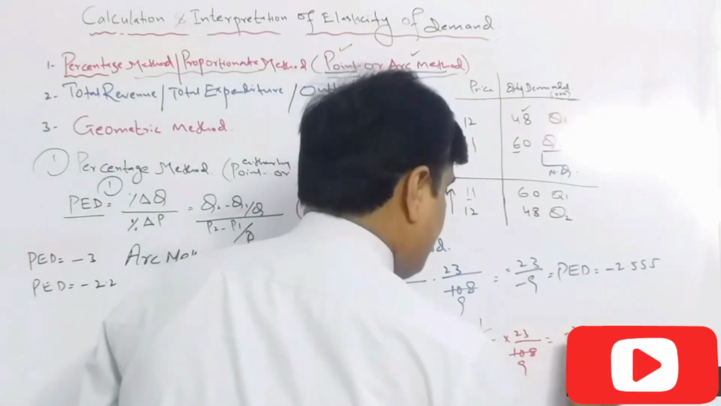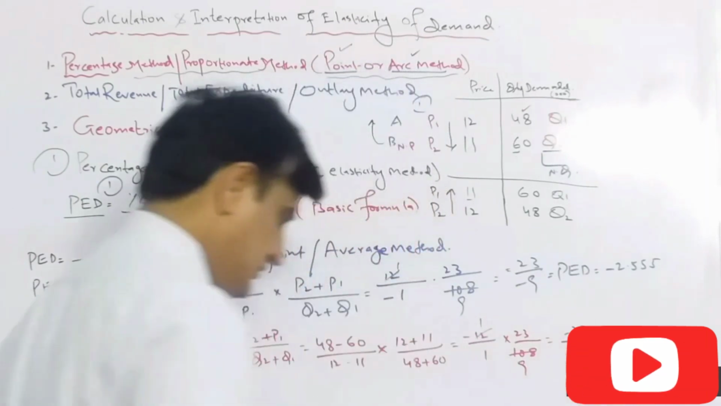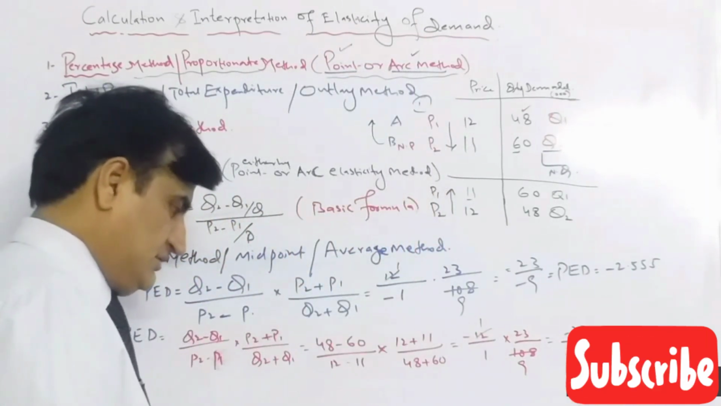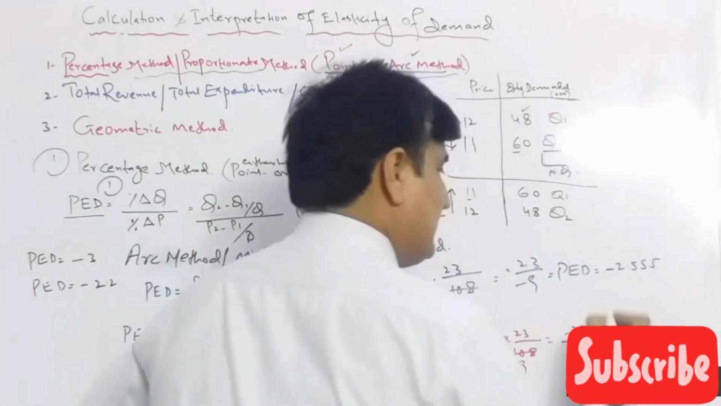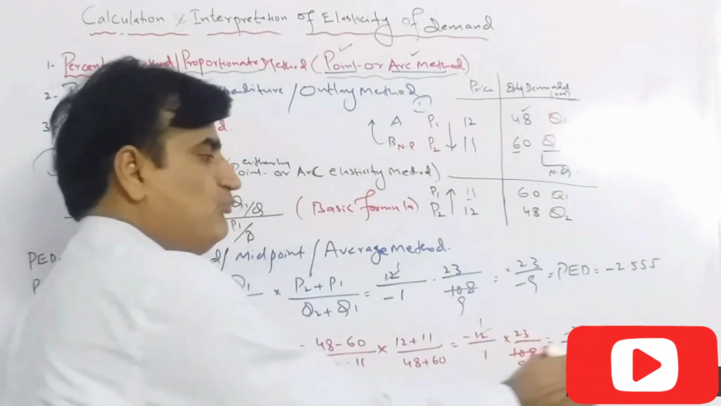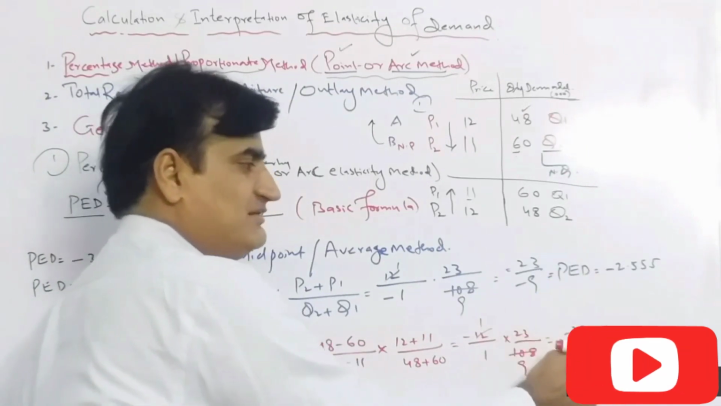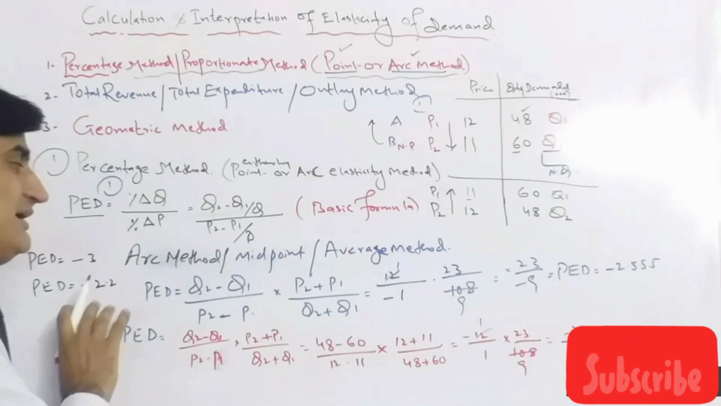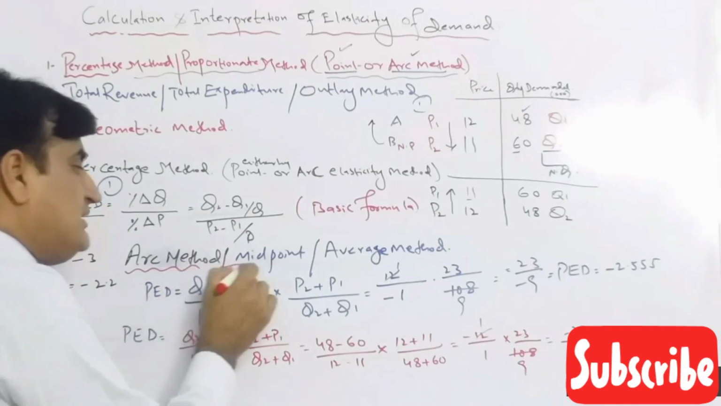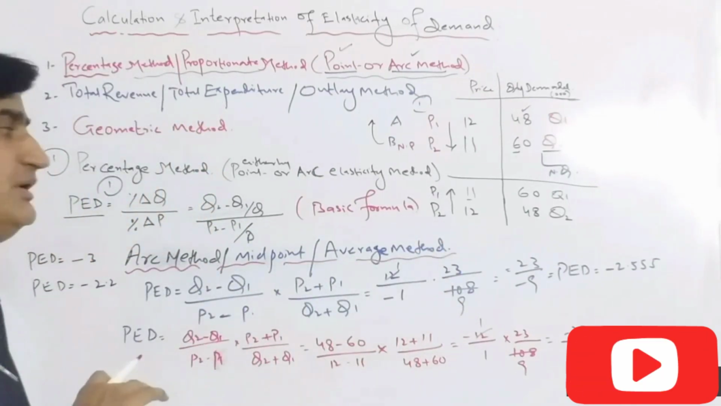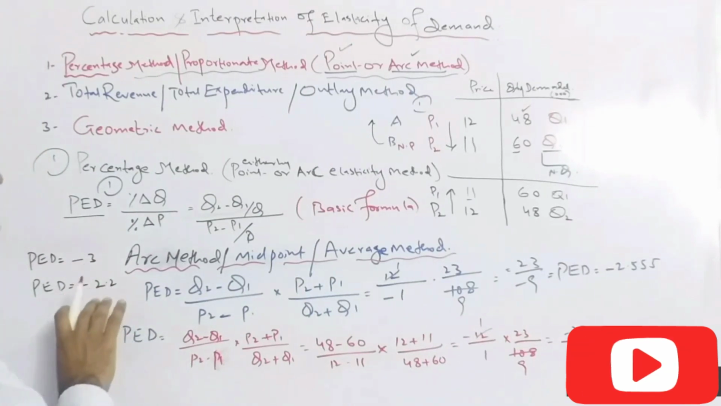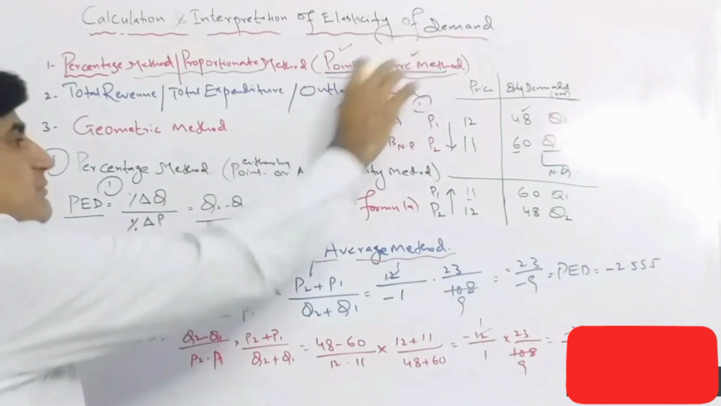So minus 23 upon 9. So now we can calculate this result. The result is same. There is not a single point change in result. The result remains same. So this is the preferred method. Arc method, midpoint method, average method is the preferred method. So this is the calculation of elasticity by using the arc method.